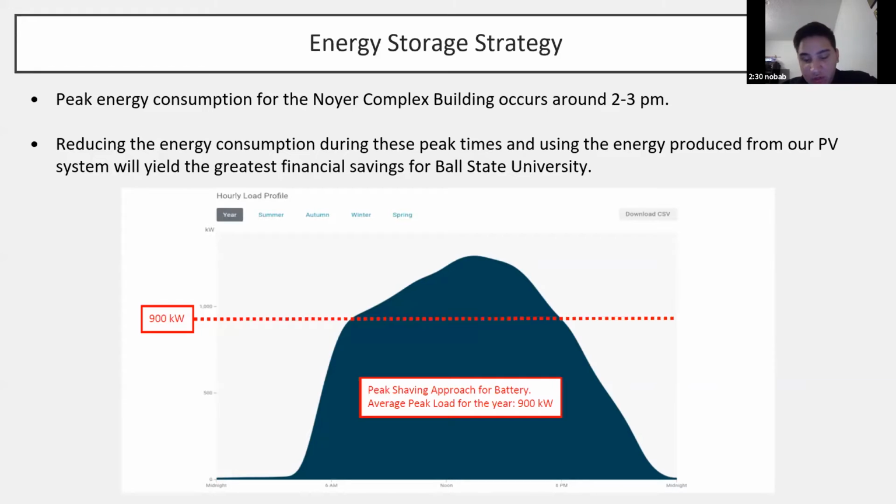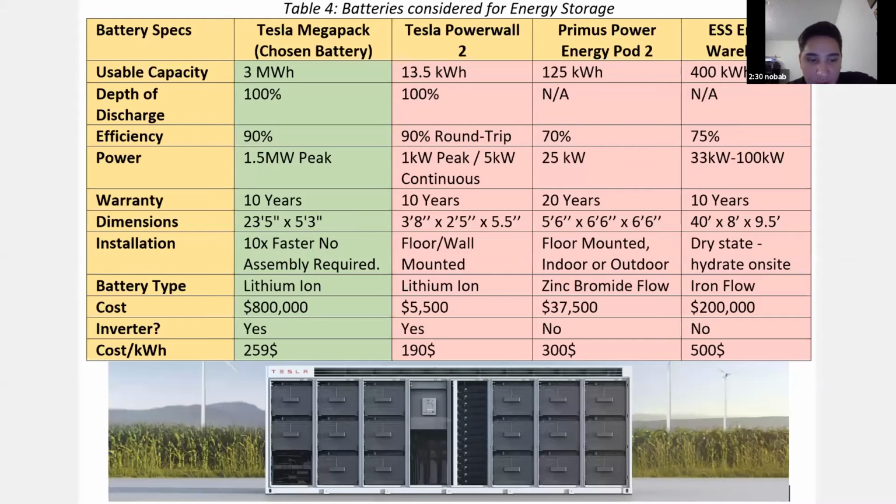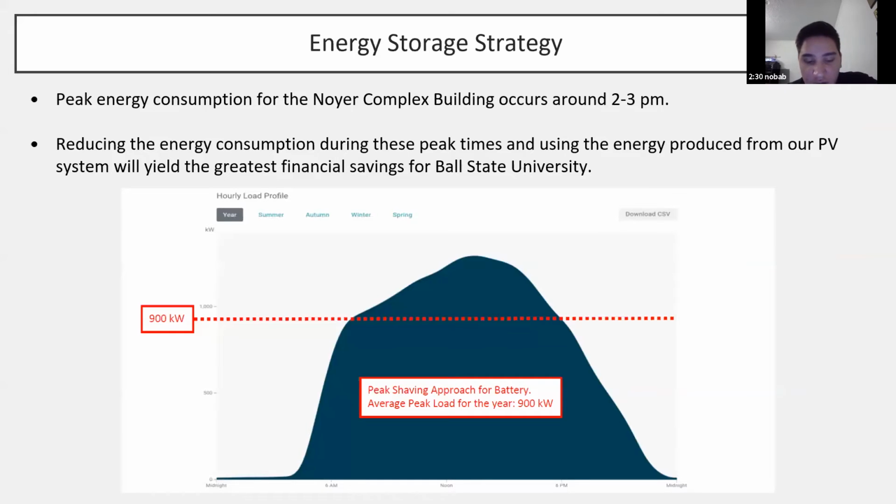Furthermore, with the introduction of the Tesla Megapack, we can implement a peak shaving strategy. And we can set a threshold of 900 kilowatts. And whenever the hourly consumption goes above that threshold, the battery will provide the rest of the power.